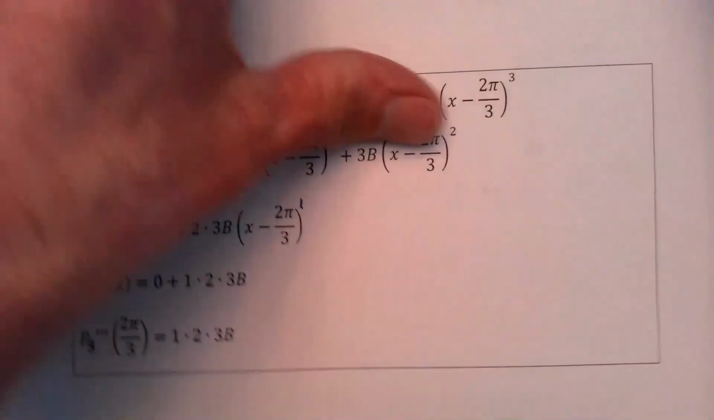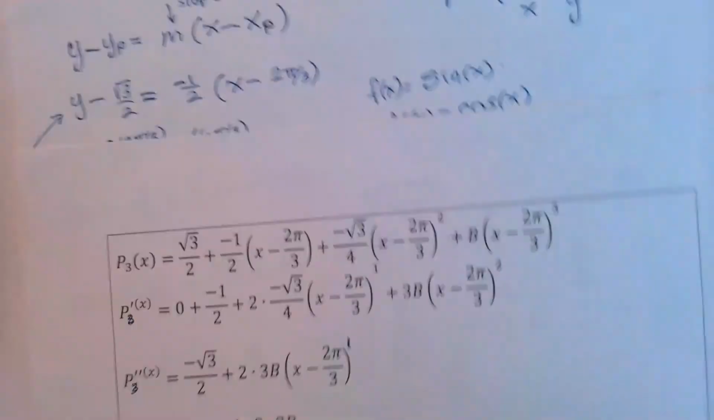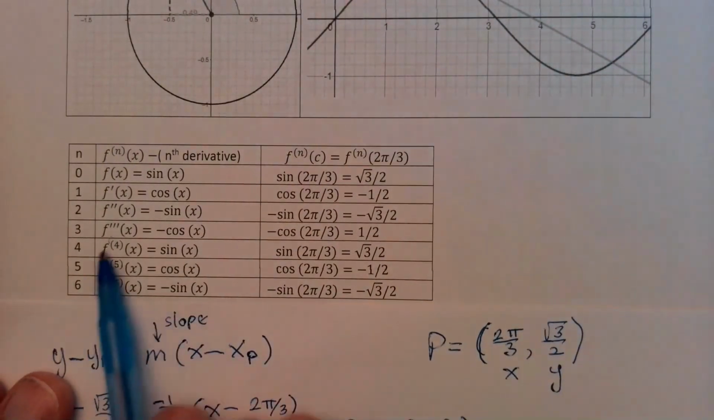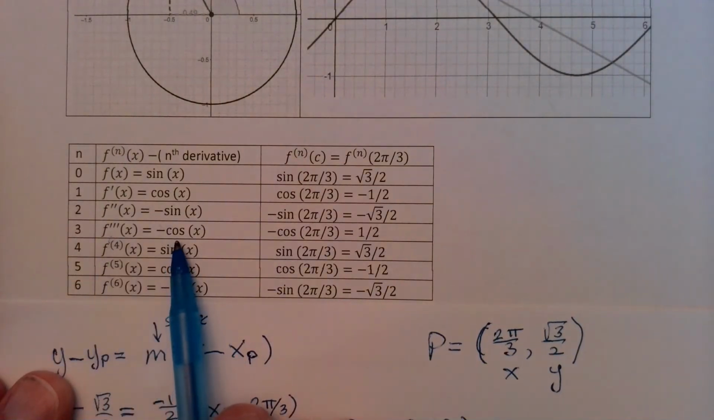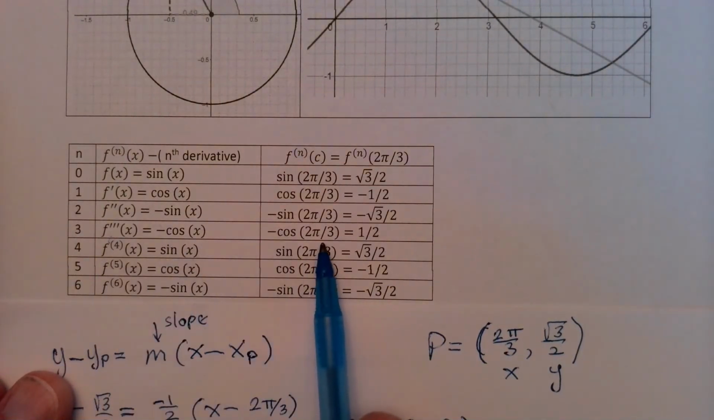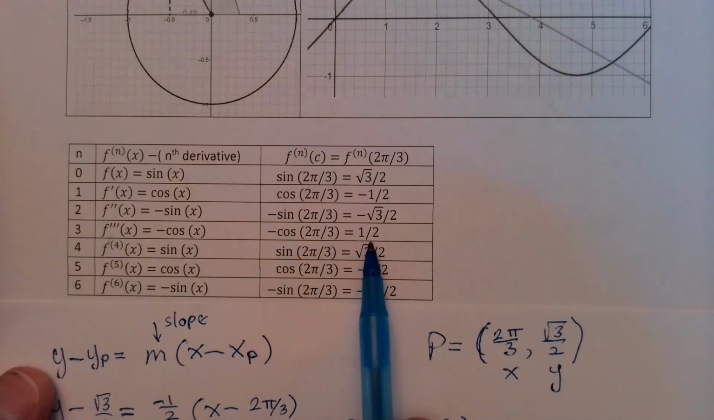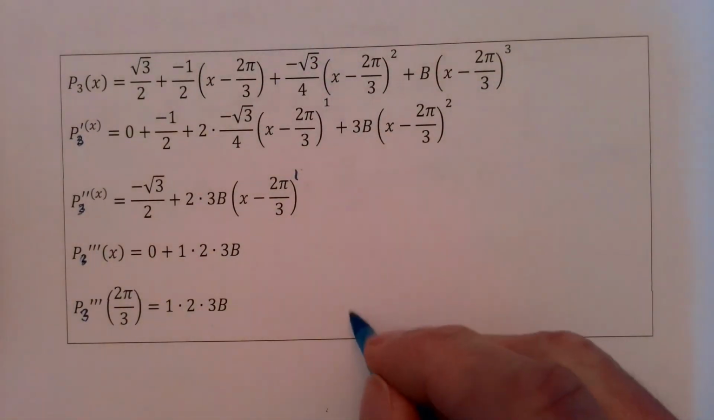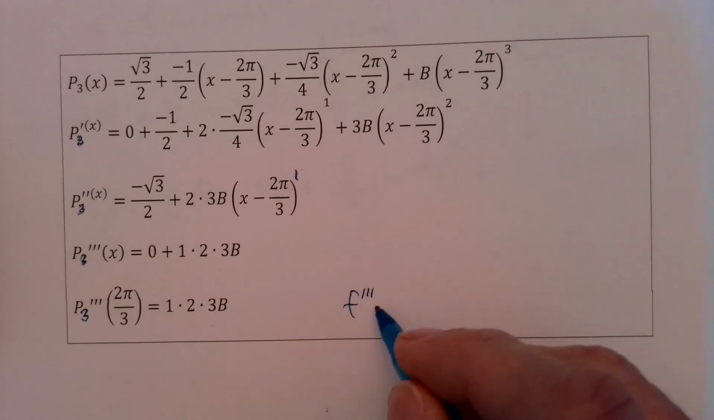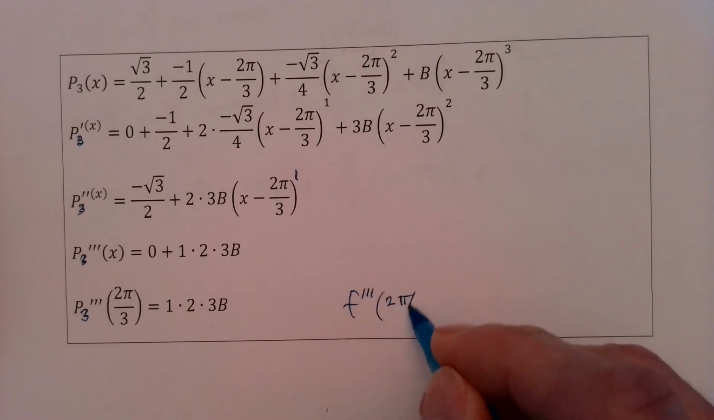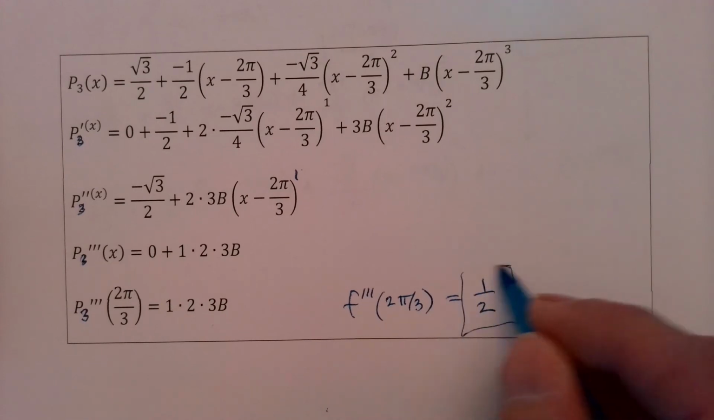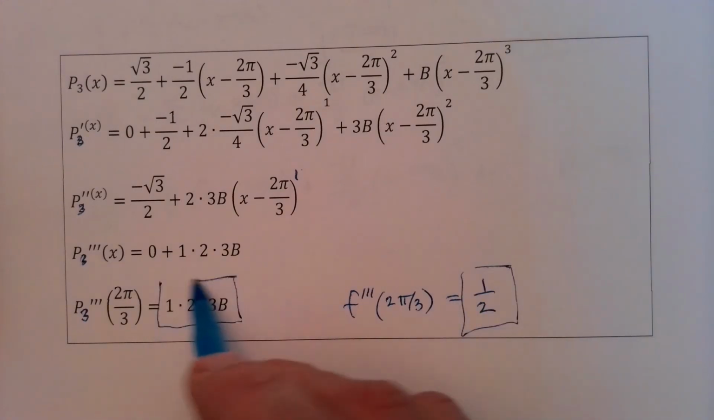All right, let's go all the way back to the table where we had all those derivatives of our function f, which is sine. And let's go to the third derivative, which is negative cosine. Let's plug 2 pi over 3 into that, and we get positive a half. So, writing that down here, I have the third derivative of the sine function evaluated at 2 pi over 3 is supposed to be a half. And this are supposed to be equal things.